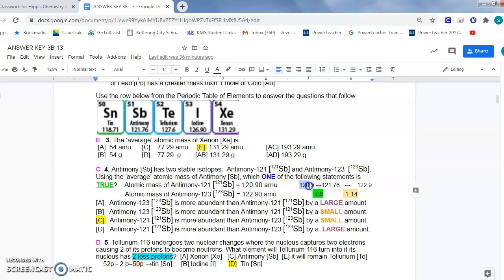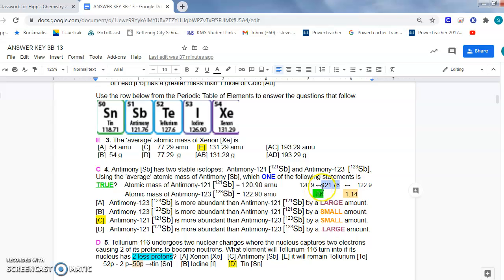So if we look at 121, its mass is 120.9. If we look at 123, its mass is 122.9. The weighted average of those two is 121.76. So what do we know from that? 121.76 is closer to 120.9 than it is to 122.9. It is 1.14 away from 122.9. It is only 0.86 away from 120.9.